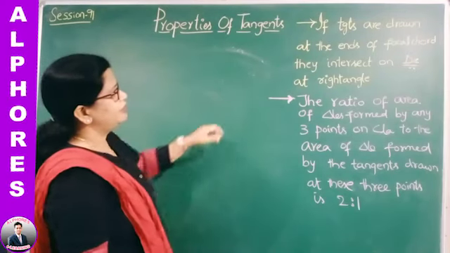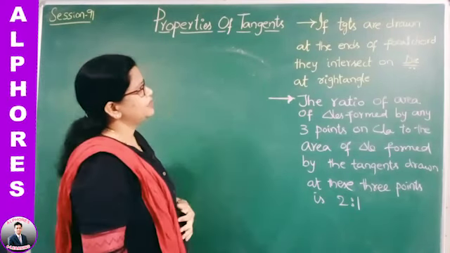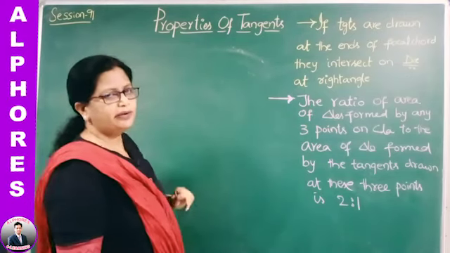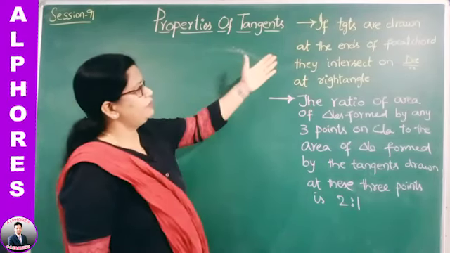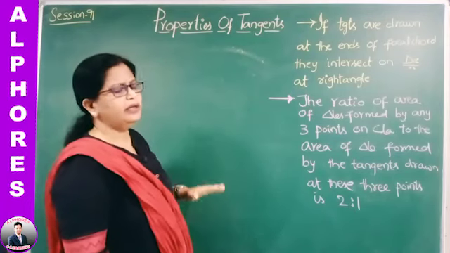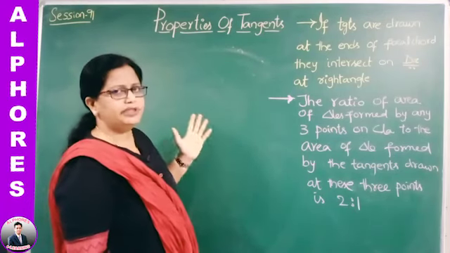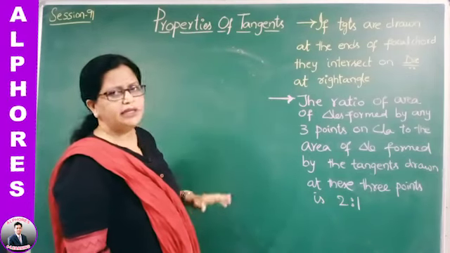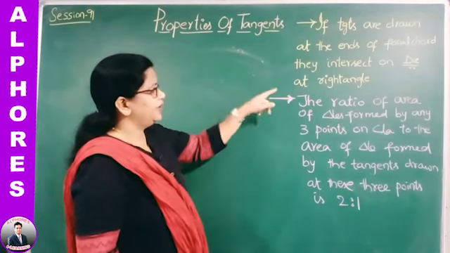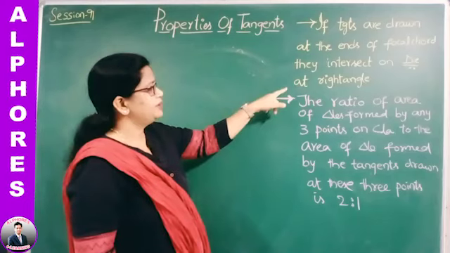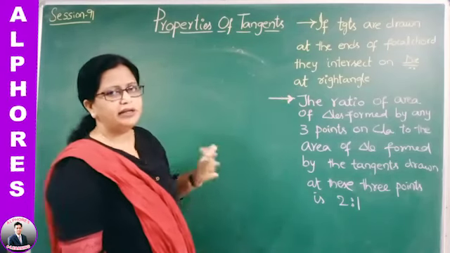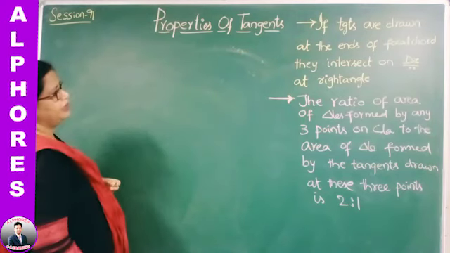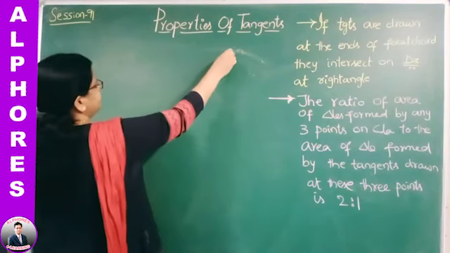Now observe the first one. Suppose tangents are drawn at the ends of a focal chord, that is, at the ends of a chord which is passing through the focus. Then they intersect exactly on the directrix. Not only on the directrix, there is an extra concept: they are at right angles. Suppose you are taking a chord, that means we are taking two tangents.